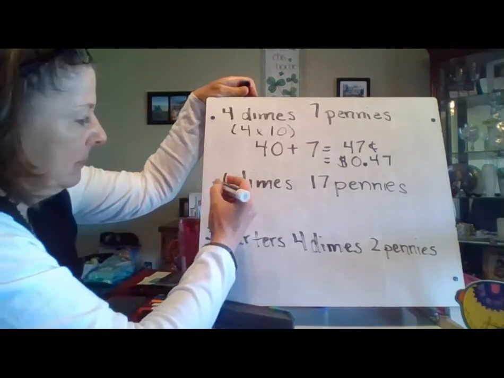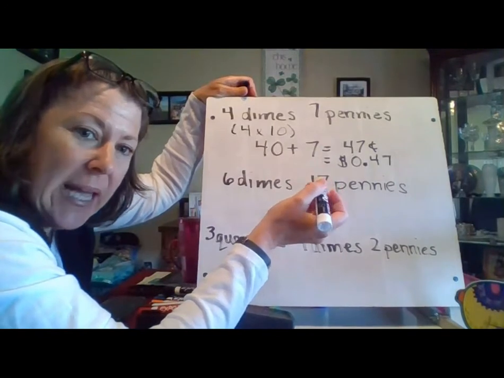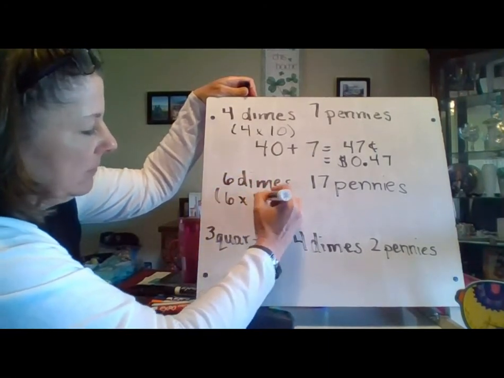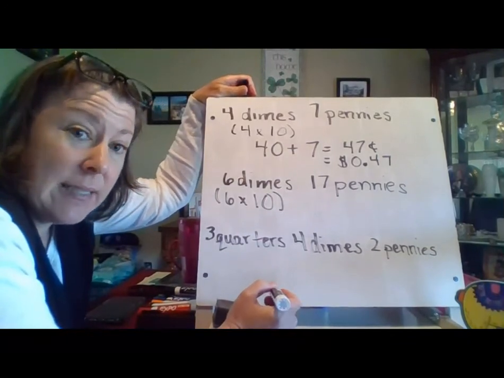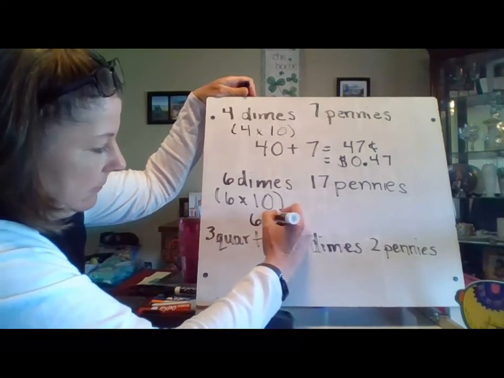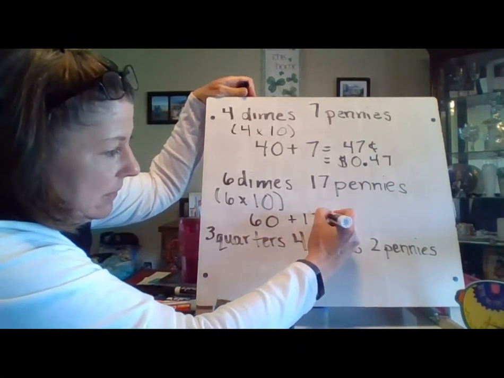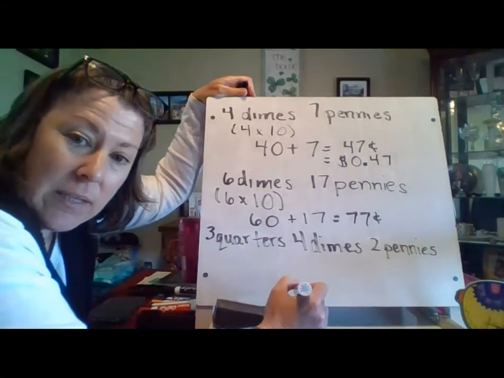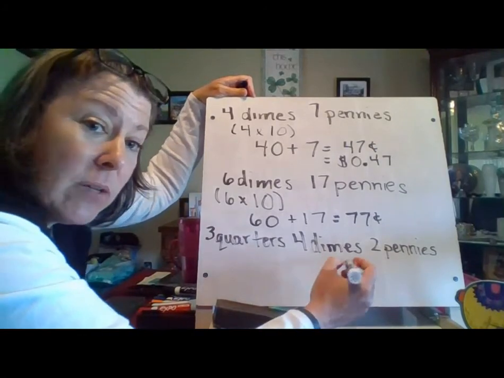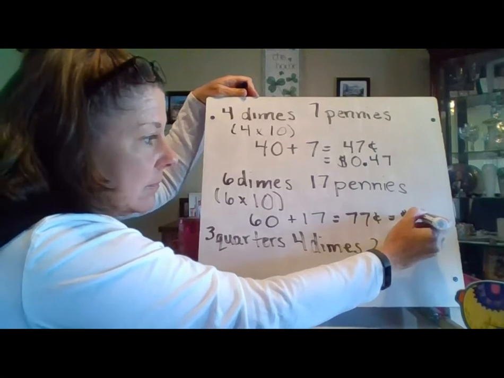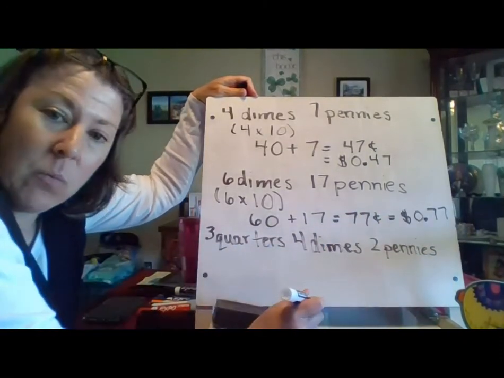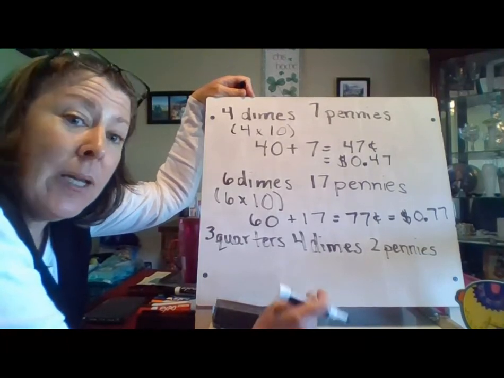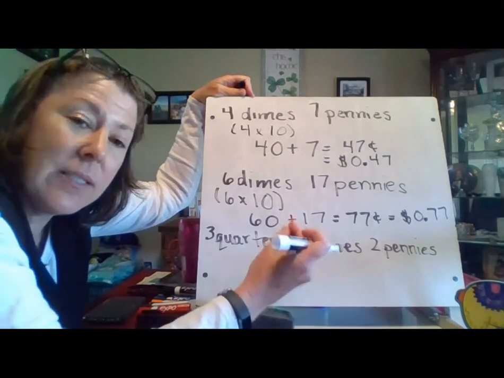Next example, I have 6 dimes. Now, you can probably do a lot of this in your head, but in case you get to one that's a little bit trickier, that's why I'm writing them all out. So my 6 dimes would be 60 cents: 10, 20, 30, 40, 50, 60. Plus another 17 pennies. That's going to give me 77 cents. However, I want to write it as part of a dollar, which would be $0 and 77 cents, 0.77. Why? Because I have 77 cents out of the whole dollar, 77 hundredths.